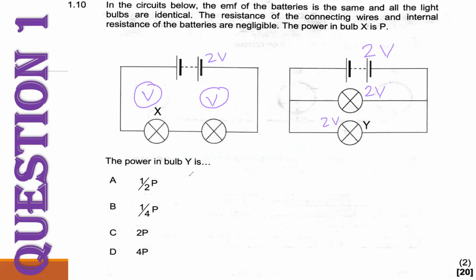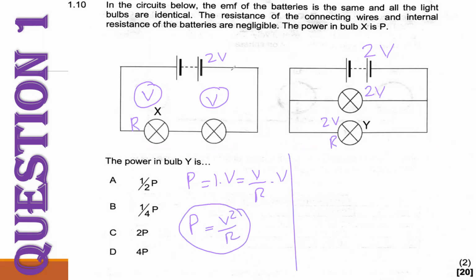What was the power formula? Power equals current times voltage. But what else do we know? We have the same resistance, let's say R. We have R for X, R for Y. So let's calculate with X first. For X, we don't know I, so we can write for I, V over R. So V over R for I, times V. So power for X, P, equals V square over R.